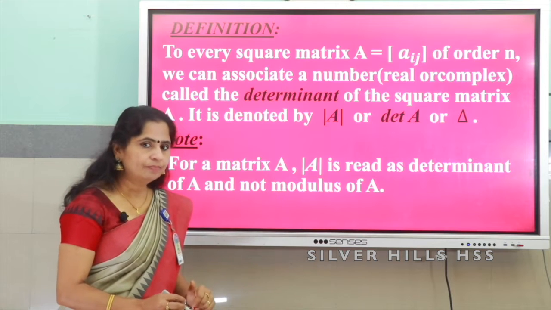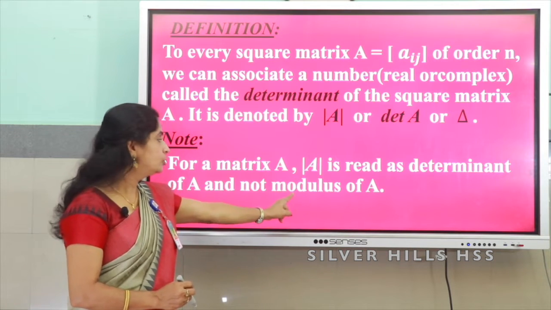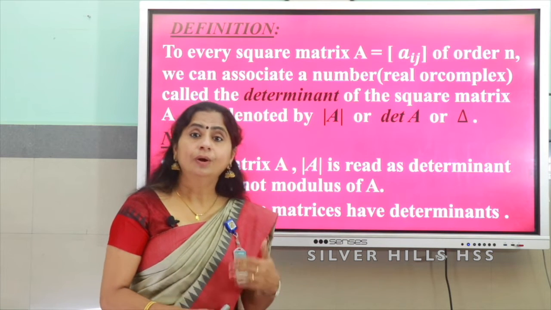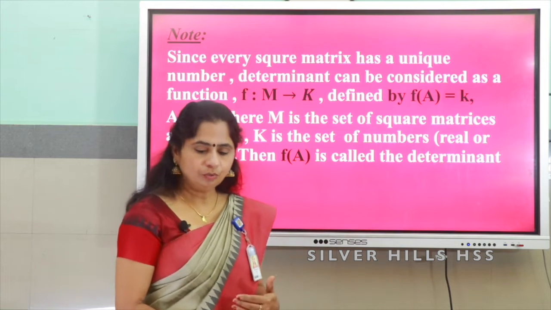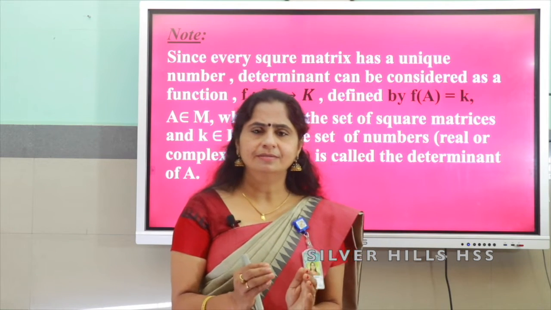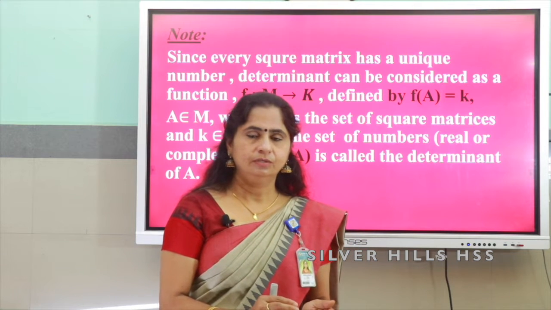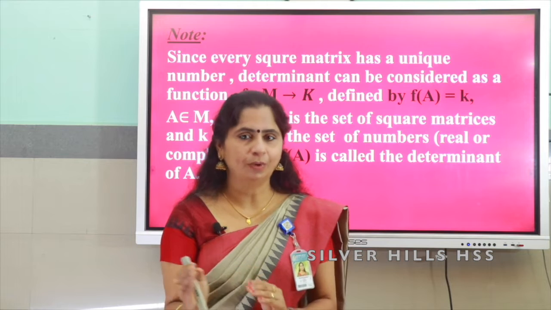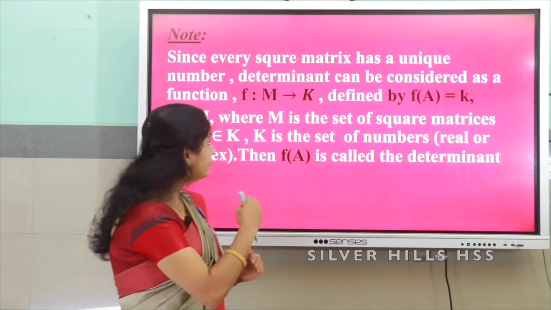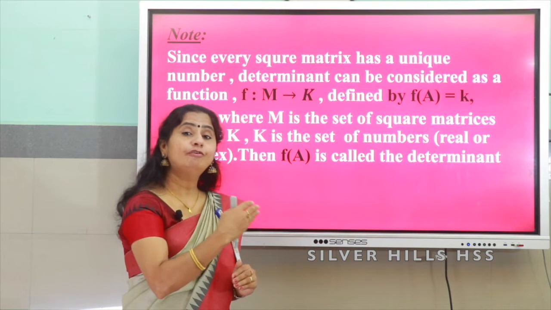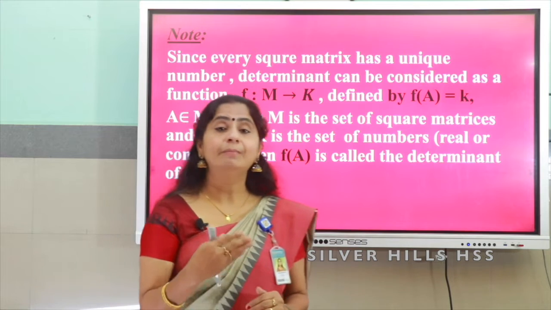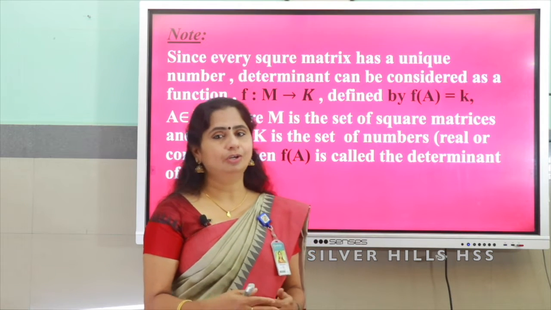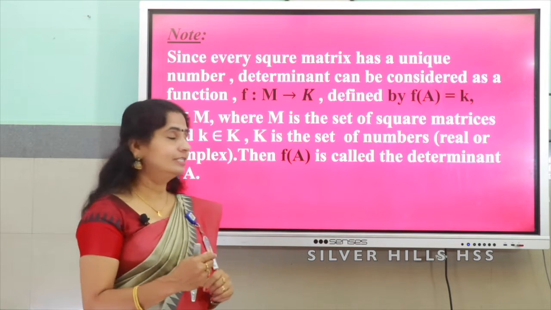The symbol looks the same, but determinant A is denoted in this way, and you should never take it as modulus A. The next important note is that only square matrices have determinants. Every square matrix has a value associated with it. So we can see that the determinant is nothing but a function, because every matrix has a unique value. Therefore, the determinant can be defined as a function f from M to K, defined by f of A equal to k, where A belongs to M, M is the set of square matrices and K is the set of numbers which can be real or complex. So this f of A is called the determinant of A.